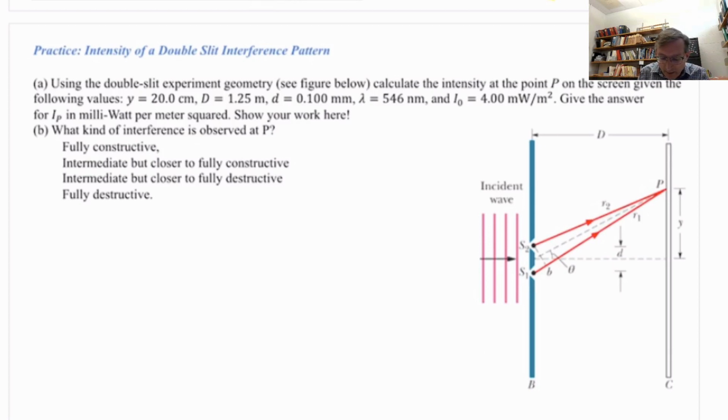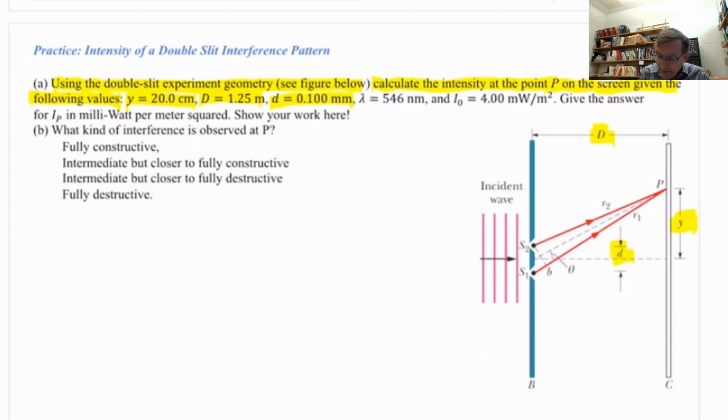So, using the double slit experiment geometry, we've got the figure reproduced below, we are to calculate the intensity at the point P on the viewing screen, given the following values. The distance y of point P from the central axis, 20 centimeters. The distance big D between the first screen and the viewing screen, 1.25 meters. The distance little d between the two slits, 0.1 millimeters. The figure over there is not even close to being to scale.